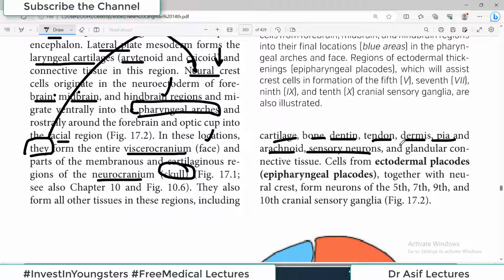Okay, and then the fourth contributor was the ectodermal placoid. Together with the neural crest cells from the neurons of 5th, 7th, 9th and 10th cranial sensory ganglia.